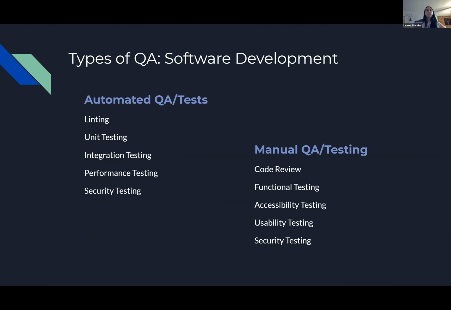So, some different types of QA. Some forms of QA are more automated, and you can use different tools that will help you accomplish these things. And then some are more manual, so human-led, or things that humans do to assure quality in a product. Some of the automated things that we can do are implementing tools like linting tools.